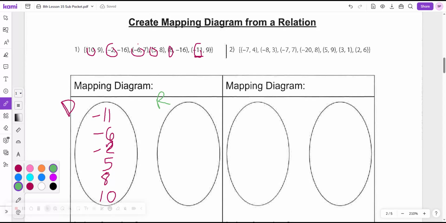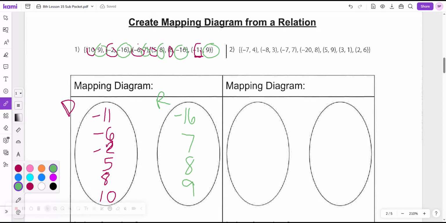Again, you are supposed to put it from least to greatest, so the smallest I see is -16. -7. 8. And see how there's a 9 and then another 9? You only write the 9 once. So it's -16, -7, 8, and 9.